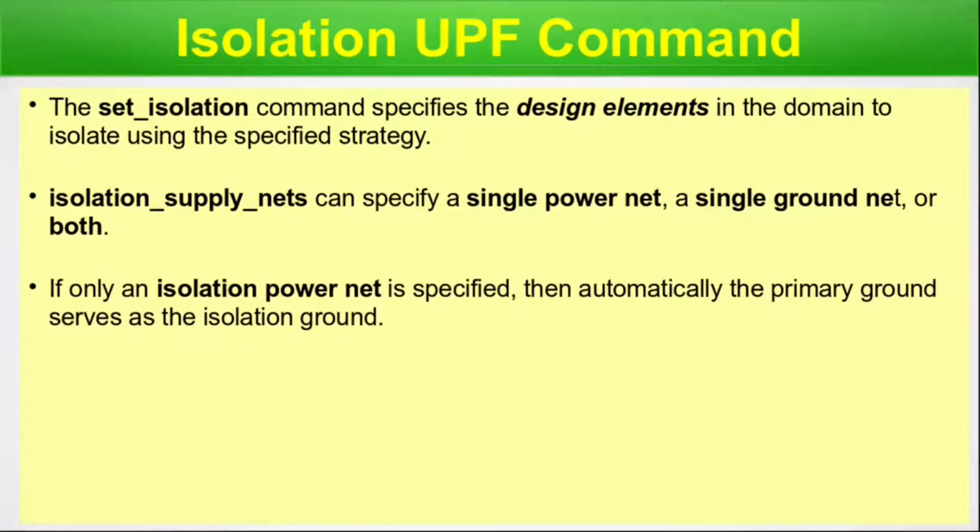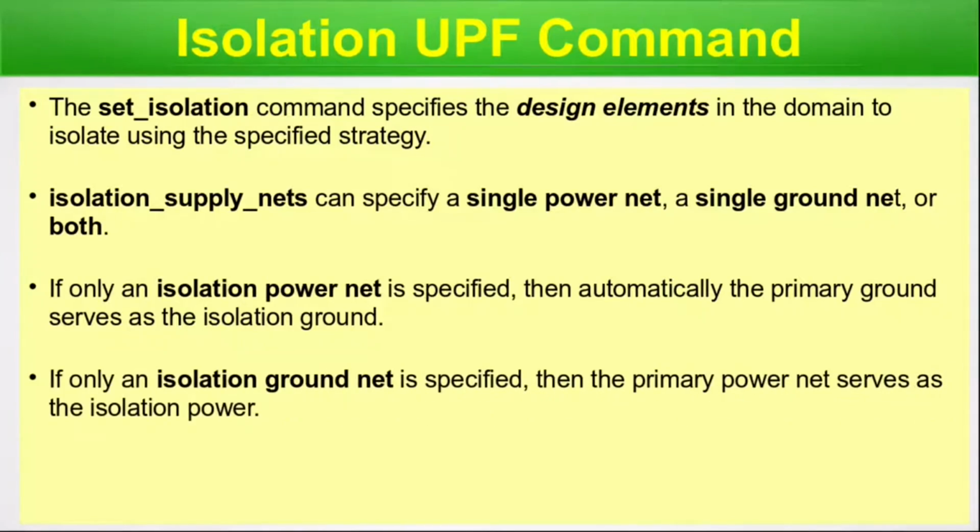So one complements the other. If one is specified, the other is automatically selected. Next, if only an isolation ground net is specified, then the primary power net serves as the isolation power. So in case we specify the ground net as isolation ground net, then the primary power net is automatically treated as the isolation power net. That's the beauty of the UPF command.